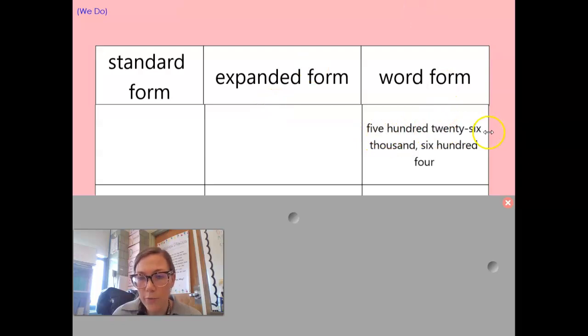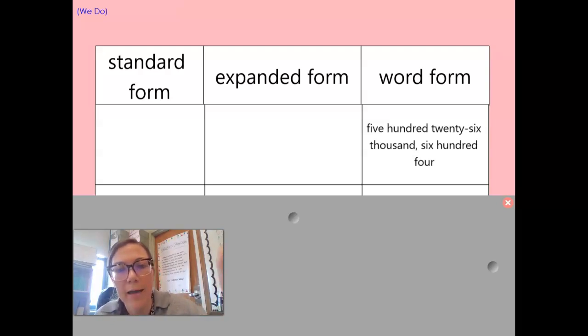We'll read this word form out loud. Remember, the way that you say it is the way that you spell it, or the way that you say it is the way that you write it. So let's say this and read it out loud and then write it in standard form. All right, let's say it together. Ready? 1, 2, 3. 526,604. All right, let's start at the beginning. First, it says what? 500.